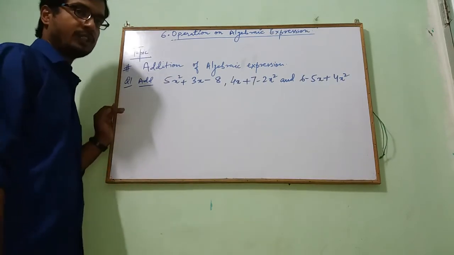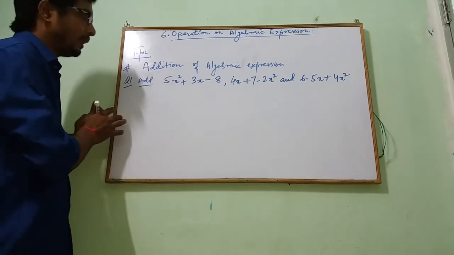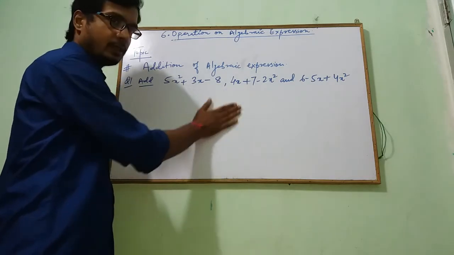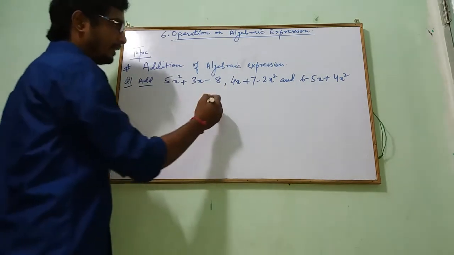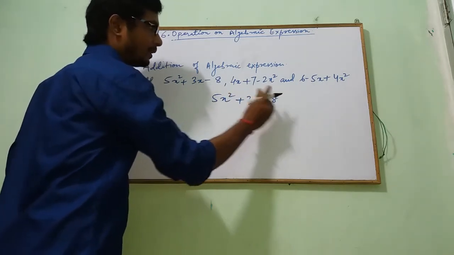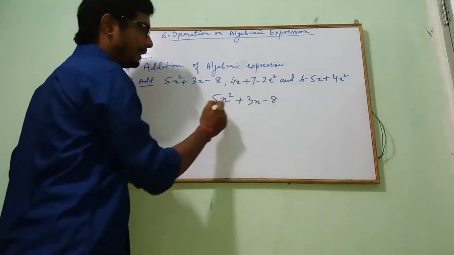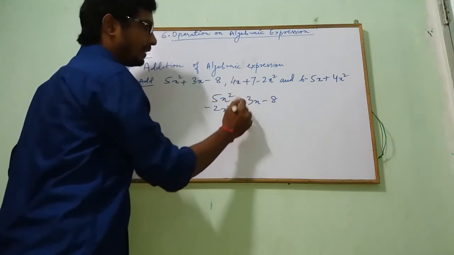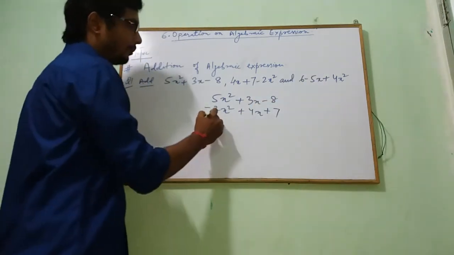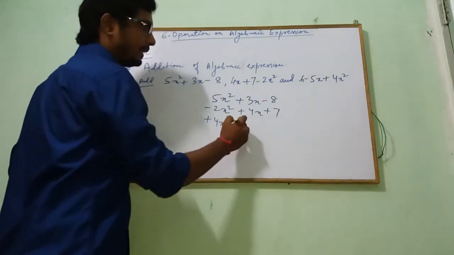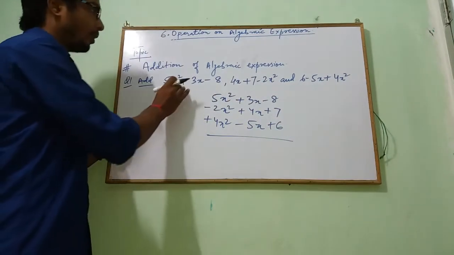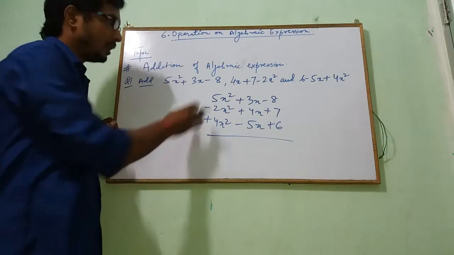Now this is one more question. I have to add these expressions also. So let's arrange these algebraic expressions column wise. So I will write first 5x square plus 3x minus 8. Then I will write this one as minus 2x square plus 4x plus 7. I will write this one also plus 4x square minus 5x plus 6. Now I have arranged all these three algebraic expressions in column method.